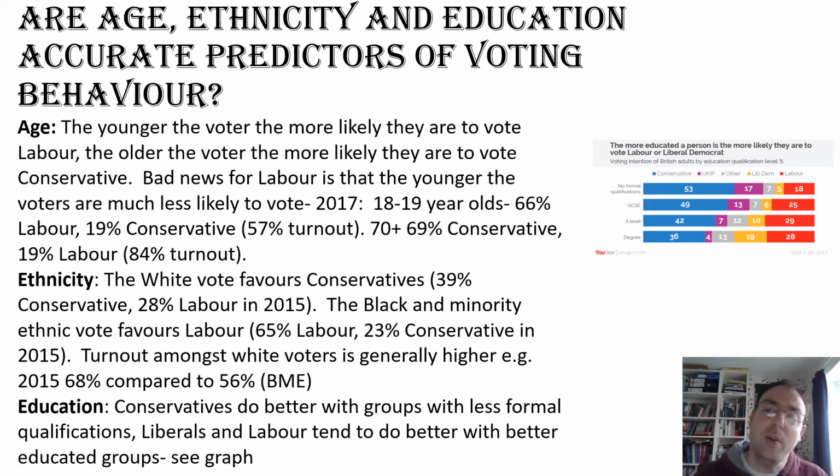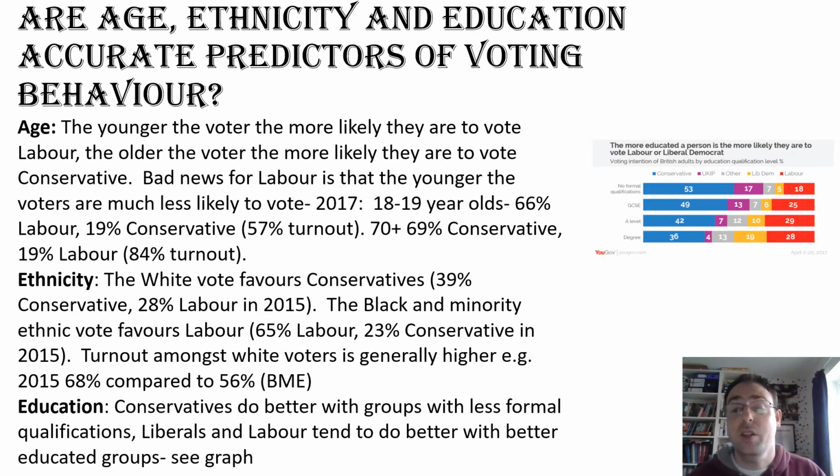So there's a graph up above me. If you look at that, those without formal qualifications, 53% vote Conservative, only 5% Liberal, and 18% Labour. We also see UKIP in that election doing particularly well with that group. Then if we get all the way up to people with degrees, then we've got 36% voting Conservative, but 19% Liberal and 28% Labour.